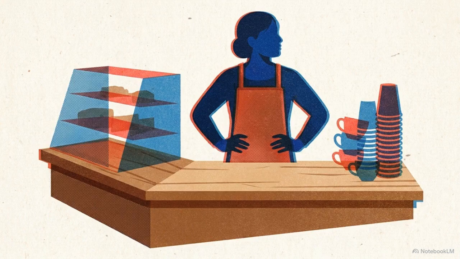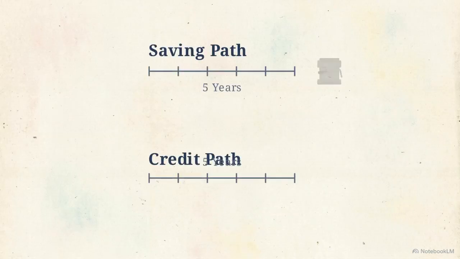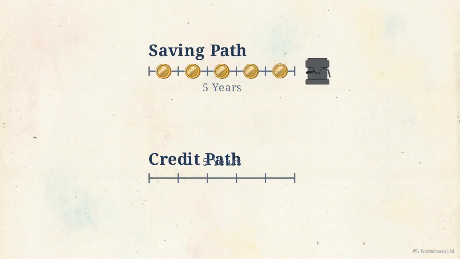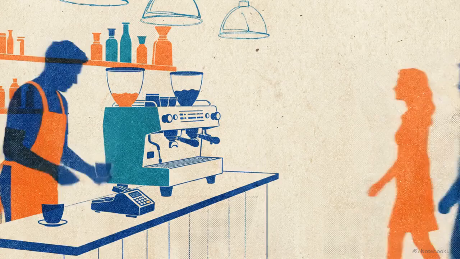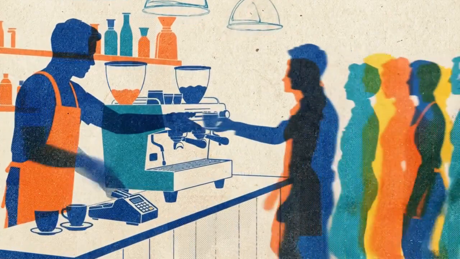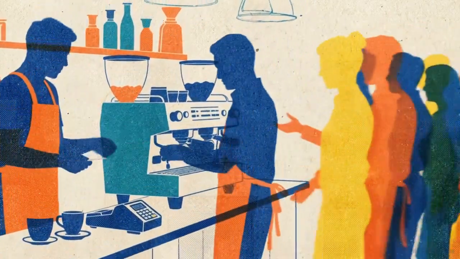Imagine the shop owner wants to expand. She needs a $10,000 espresso machine to serve more customers, but she only has $2,000. This brings us to the third and most powerful economic driver: credit. On the top path, the owner waits 5 years to save cash for the machine. On the bottom, a bank loan provides immediate purchasing power. Credit acts as a financial time machine, using future income to grow her business today. By letting the shop owner act right now rather than years later, credit serves as the ultimate economic accelerator.